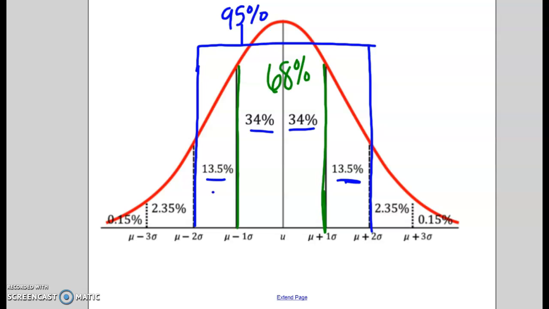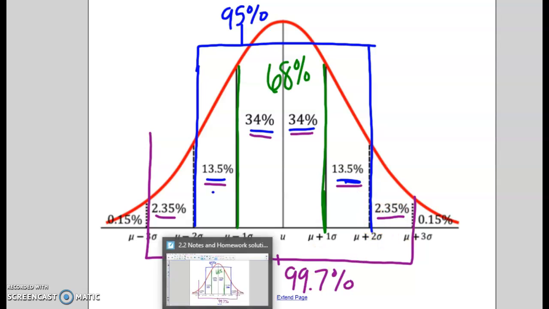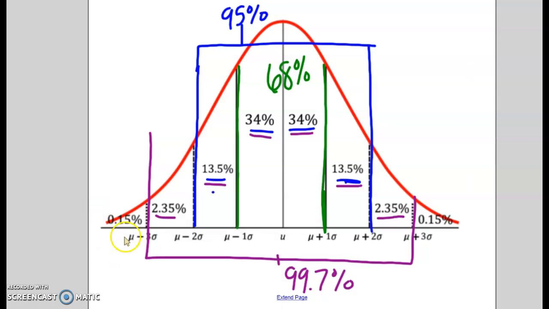And then last, if I do, let's see if I can go down here. If I do within 3 standard deviations, that's 97% according to empirical rule. Or sorry, not 97, 99.7%. And again, it's just breaking it down. So 2.35 plus 13.5 plus 34 plus 34 plus 13.5 plus 2.35. If you add those up, they all add to 99.7. And then what's left to get to 100 of these 2 little 0.15%.